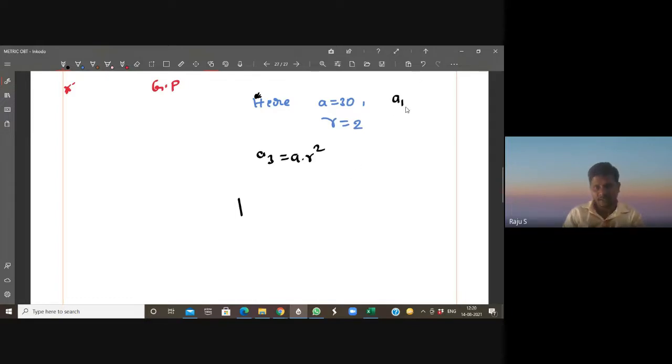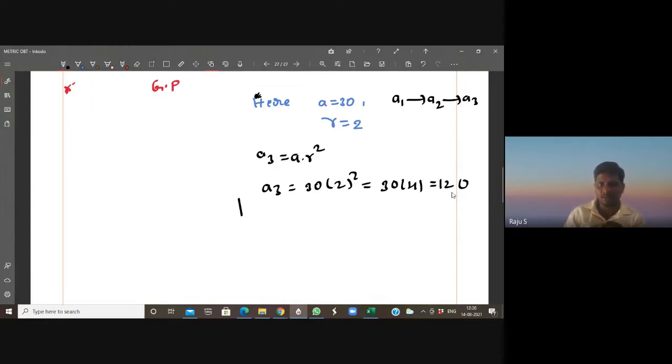Starting, I'm taking A1. After 1 hour, A2. After the second hour it becomes A3. So A3 is equal to A value, 30 into 2 square, that becomes 30 into 4, which is equal to 120. Got it? The number of bacteria at the end of the second hour will be 120.